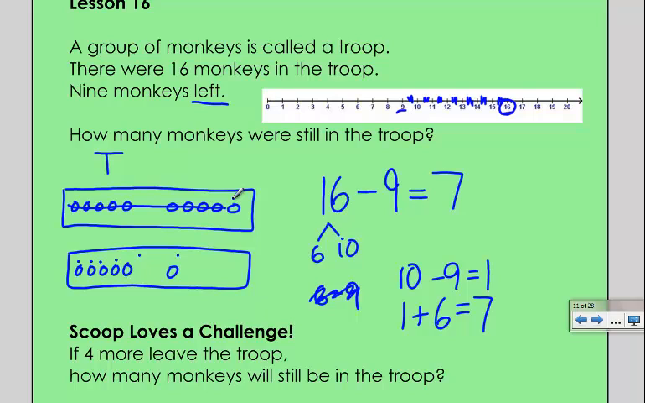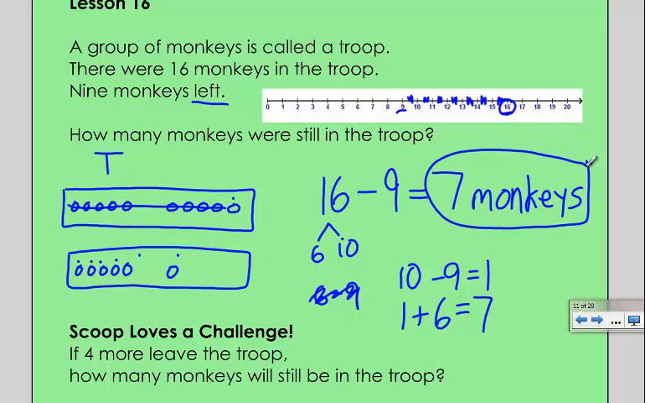But again, 7's not good enough. I need to know 7 what? Well, since my question was about monkeys, my answer needs to be about monkeys. So I'm going to write 7 monkeys. M-O-N-K-E-Y-S. And I like to circle my answer so my teacher knows that's true.